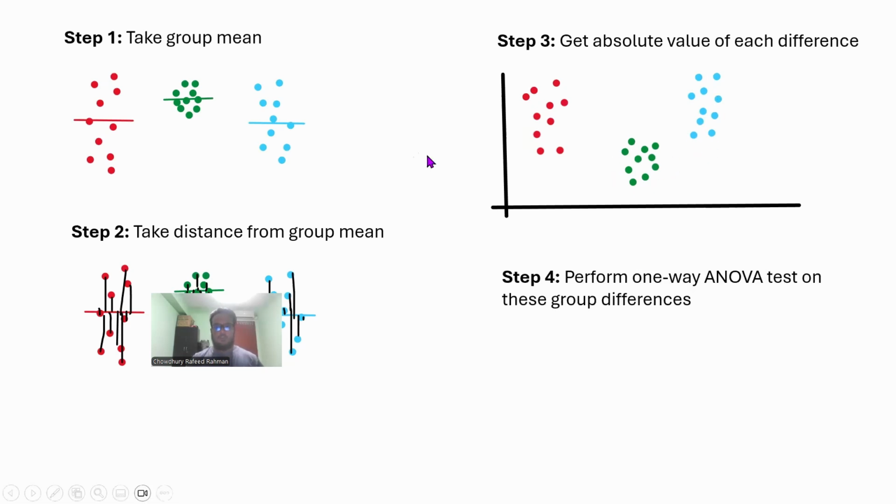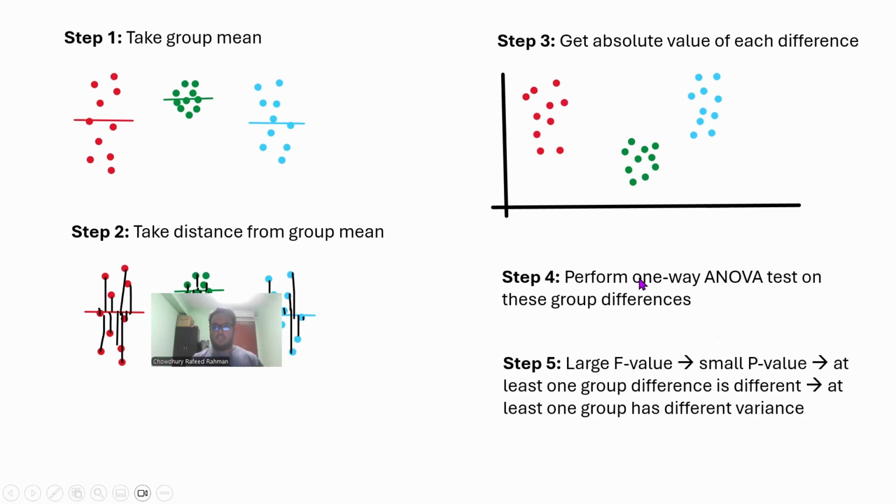Step 4 is you have to perform the one-way ANOVA test on these group differences. So just assume that these are not differences, assume that these are actual values. So if you assume that these are actual values, you can easily actually apply the one-way ANOVA test here to see if one of these groups are significantly different or not. That is why I said before at the start of the video that you need to understand ANOVA test if you want to actually have an understanding about this video, because in this Levene's test, there is a step where the ANOVA test is used in between.